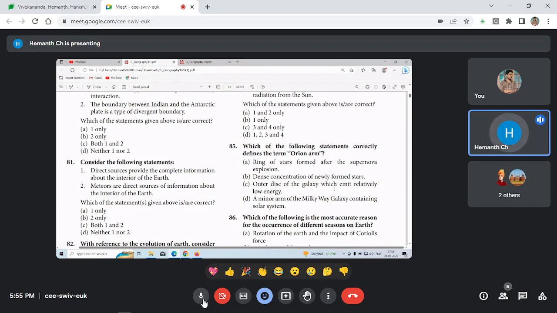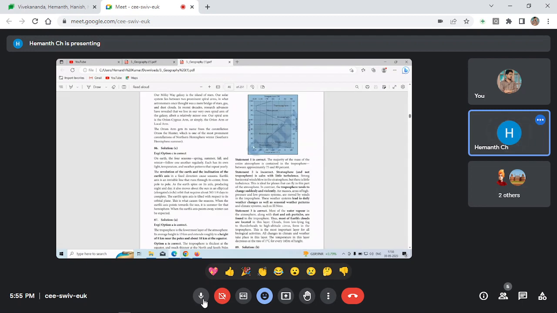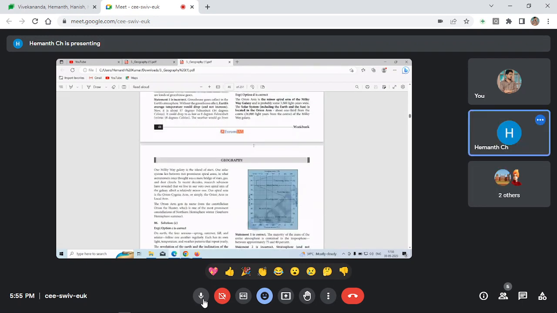నేనైతే డి అనుకున్నాను. I'm thinking D should be the answer. Ring of the star formed newly. Okay. మోస్ట్ ప్రాబబ్లీ చూడు డి అనుకున్నా. 85, 85 డి.